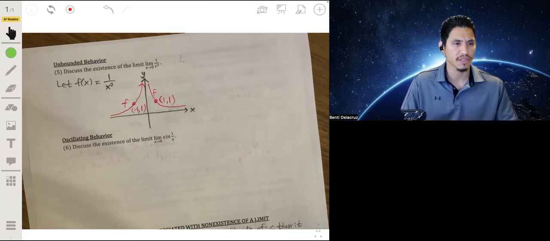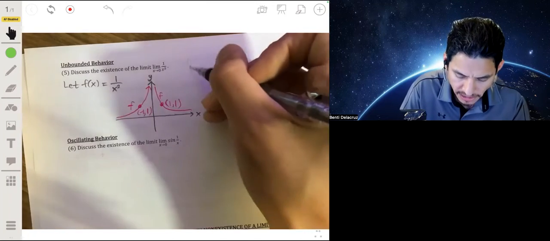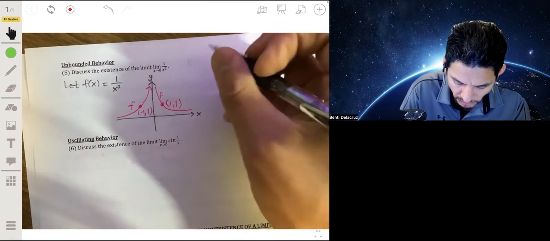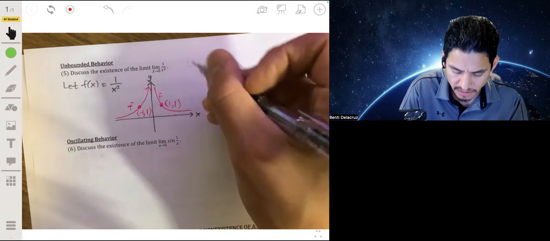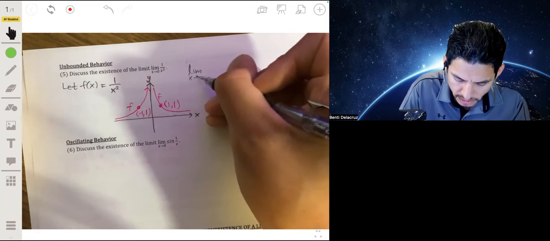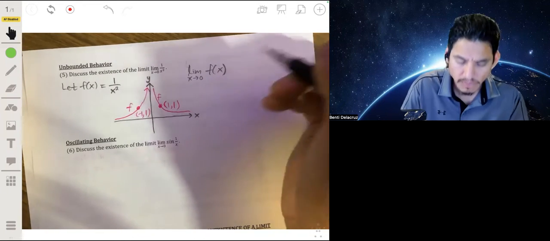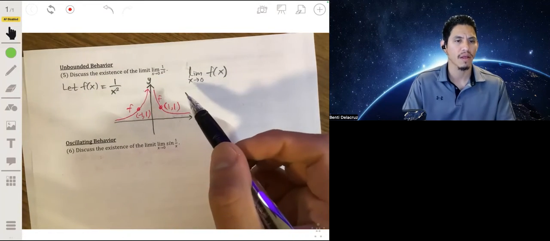So then the question is, what's the limit of f of x as x approaches 0? Let's write that, the limit as x approaches 0 of f of x. What's going on?